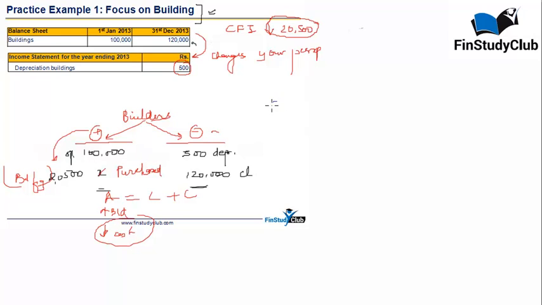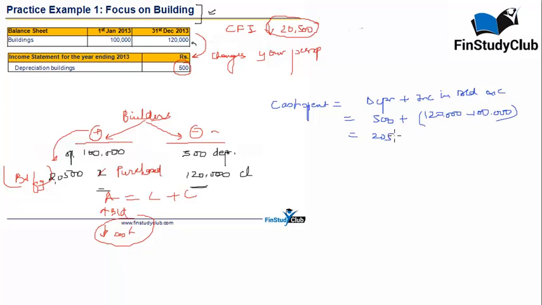It says cash spent is equal to depreciation plus increase in building account, which basically wants to say 500 plus 120 minus 100,000 is equal to 20,500. My only point with this is, well, it doesn't really sound very logical. I will have to mug this up. Increase is added and therefore decrease needs to be subtracted.